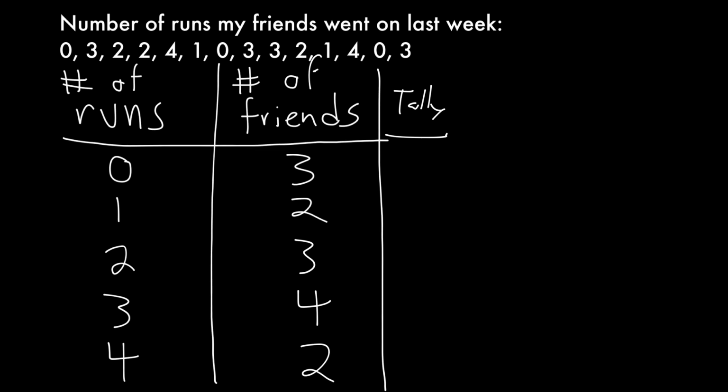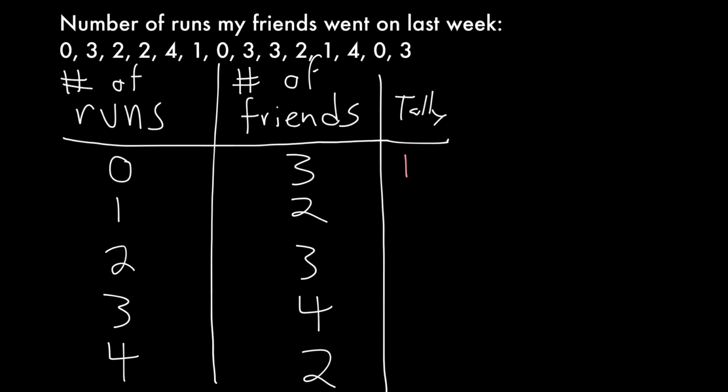You can see people might do a tally, and so as you go through these numbers right here, you can go in order and add tally marks. So the first number is 0, so we'd have 0, and then we have 3 runs, and then we have 3 runs, and then 2 runs, 2 runs, 4 runs, 1 run, 0, 3, 3, 2, 1, 4, 0, and 3 runs.